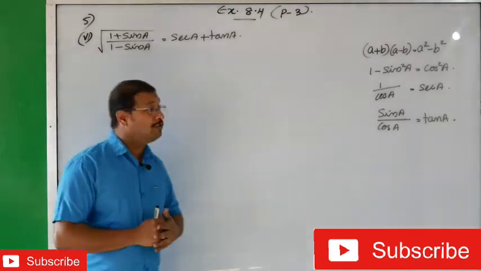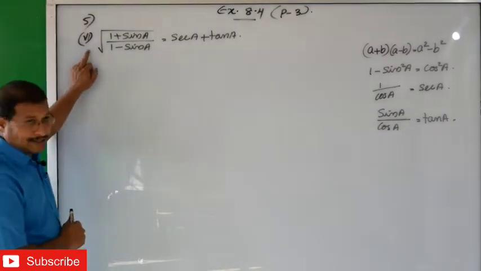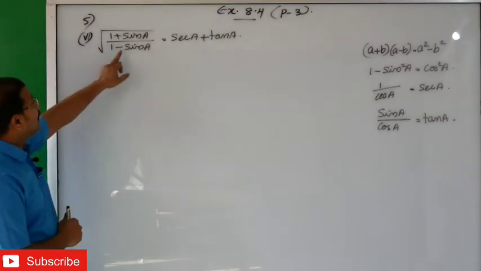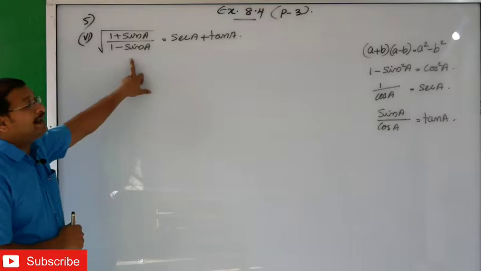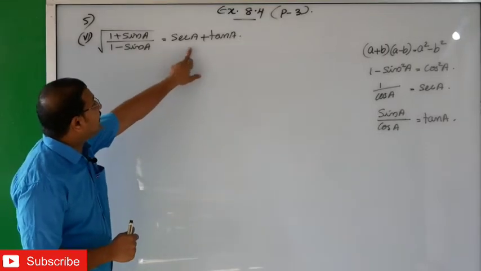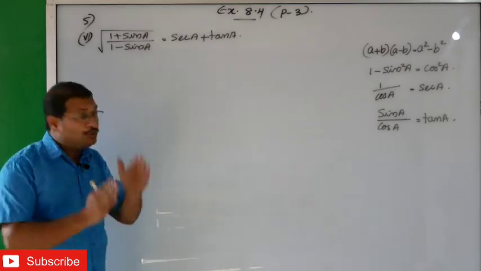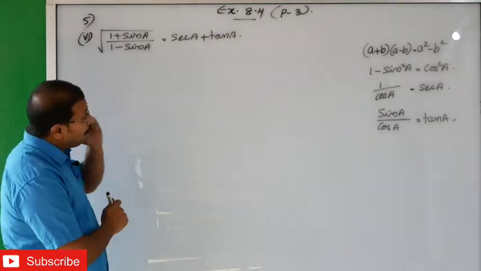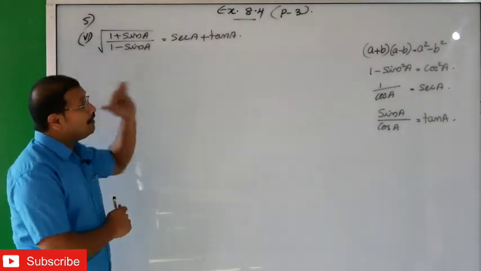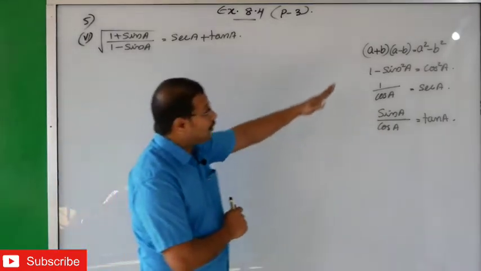Let's start the work now. Question number 5-6. Root of (1 plus sin A) by (1 minus sin A) equals sec A plus tan A. We have to prove this, isn't it? To solve this one, we have to learn these formulas by heart.